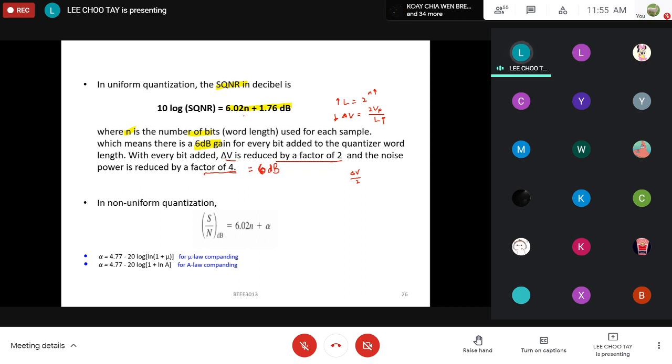If you're using a non-uniform quantizer, then your signal to quantization noise in dB has basically the same factor, 6.02N, but the second factor, which is 1.76 for uniform, is now replaced with a factor called alpha. What is alpha? Alpha depends on which law you use for your non-uniform quantization process. If you use the mu law, then alpha is equal to 4.77 minus 20 log this. If you use A law, then alpha is again 4.77 minus this expression. It depends on which law you use.